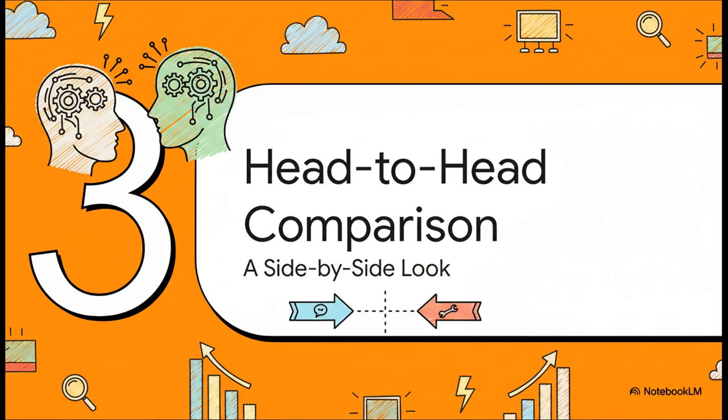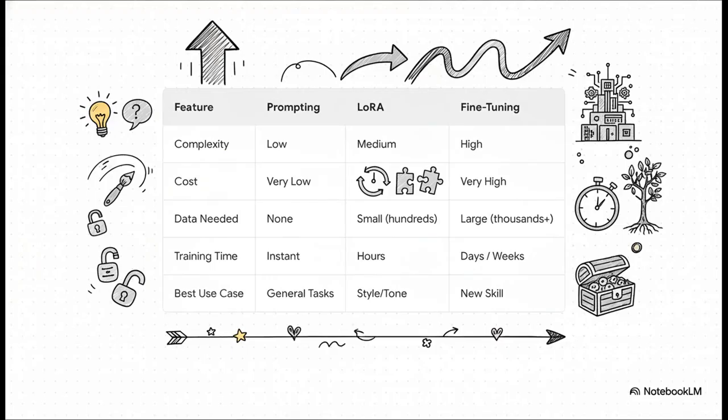Okay, we've seen them in action. Now let's put them all side by side. A direct, head-to-head comparison. This is where you'll really see the differences pop. Just look at this chart. On one end, you've got prompting. Super low complexity, basically zero cost, no data needed. It's your quick, everyday tool.